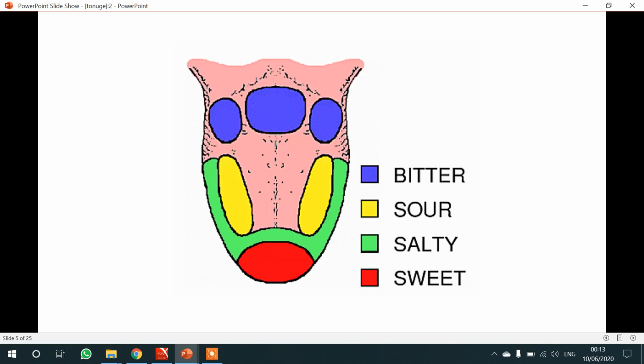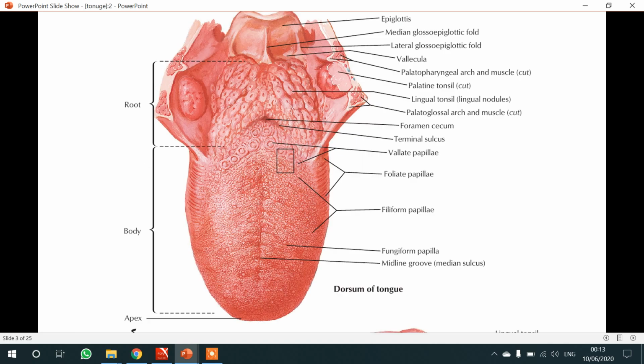Now, as I told you, this is dorsum of the tongue or dorsal surface of the tongue, whereas ventral surface of the tongue is the inferior surface of the tongue.